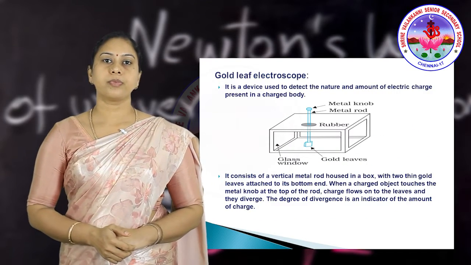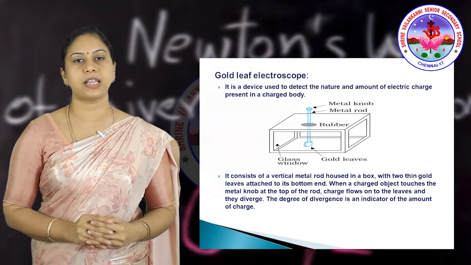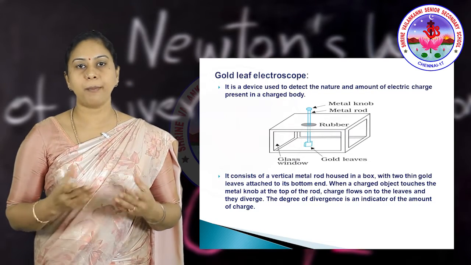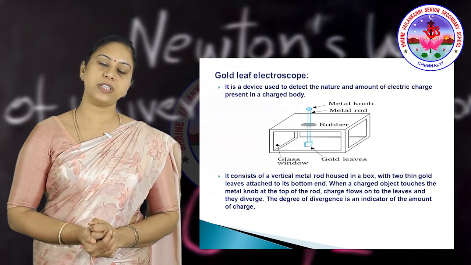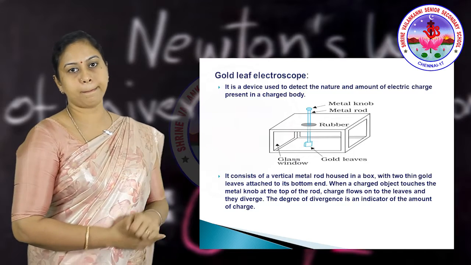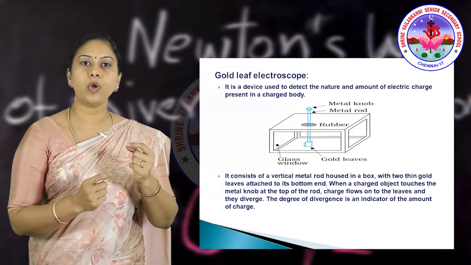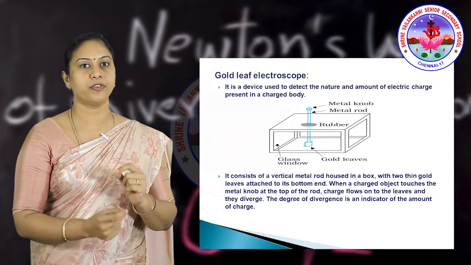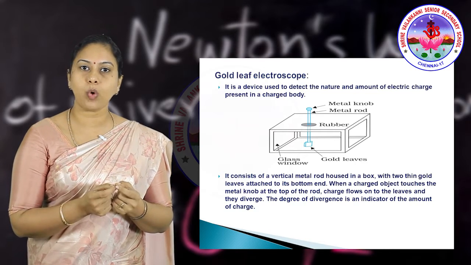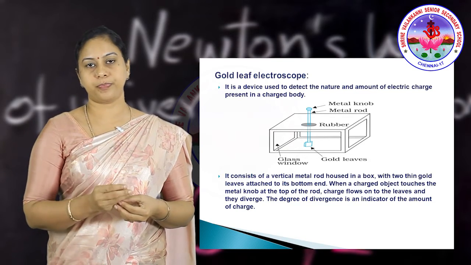Next we will see the gold leaf experiment, a device used to know the amount of charge and the nature of the charge in a body. You are seeing the diagram on the screen. On the top we have a metal knob, which contains a metal rod. The metal rod ends with a gold leaf. If you take a charged body near the object, what will happen?